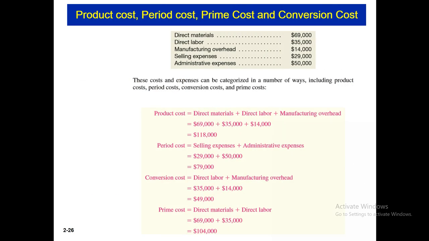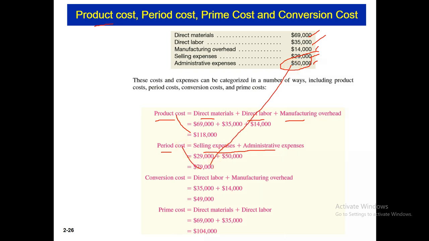Now we will set up an example. The product cost means direct materials, these figures, direct labor, these figures, and manufacturing overhead, this figure. Collectively we call this the product cost. And period cost: selling and administrative expenses collectively we call the period cost. So these are our selling expenses and administrative expenses.